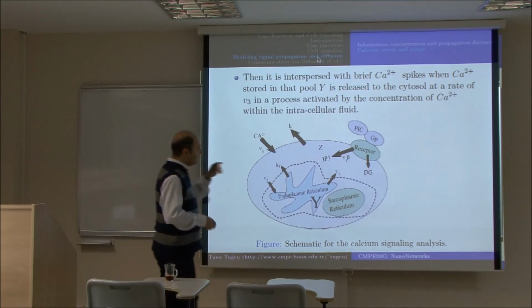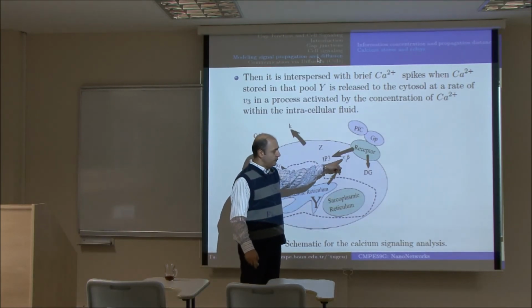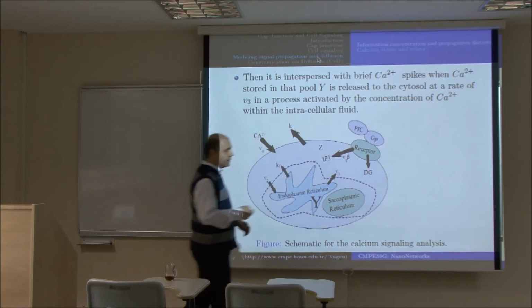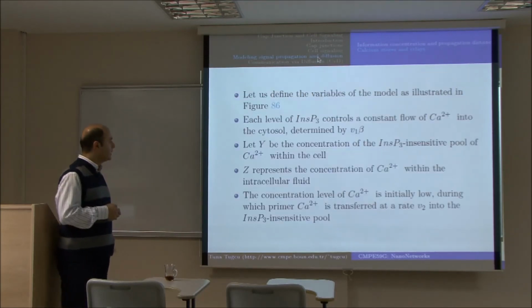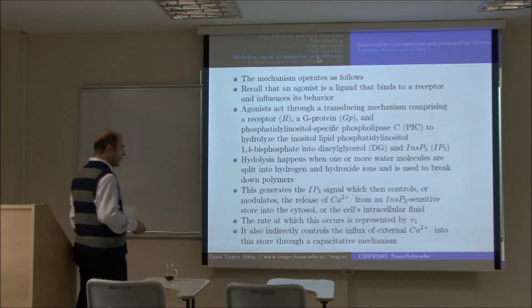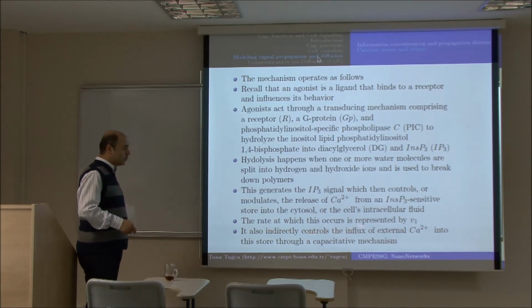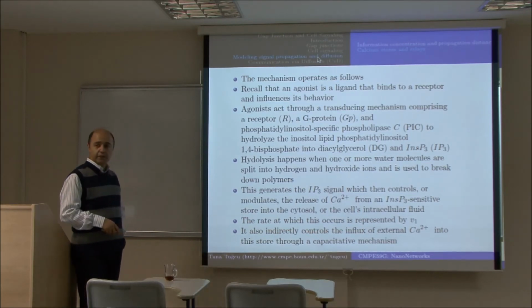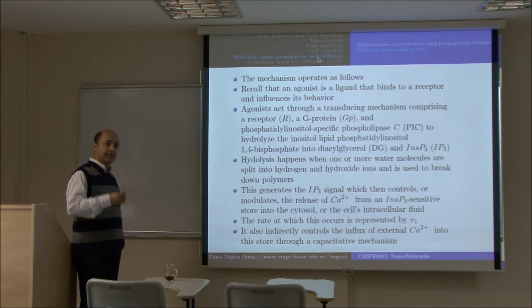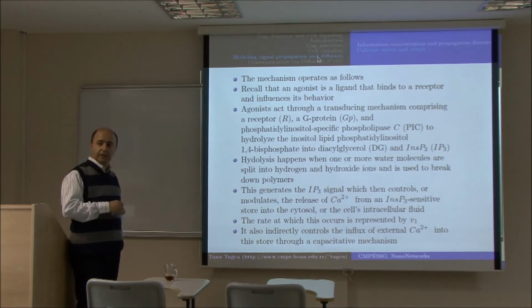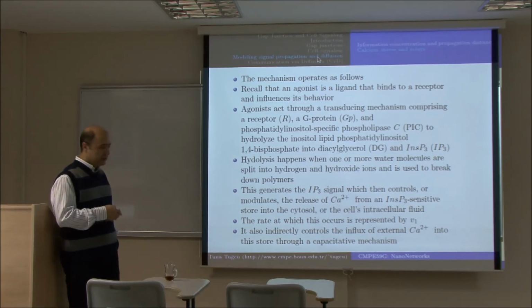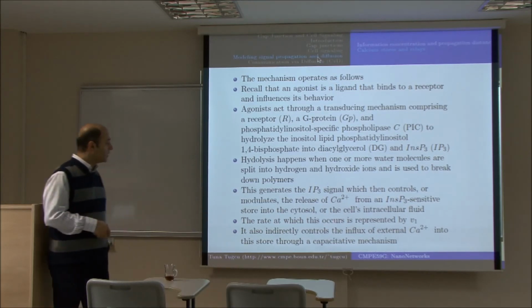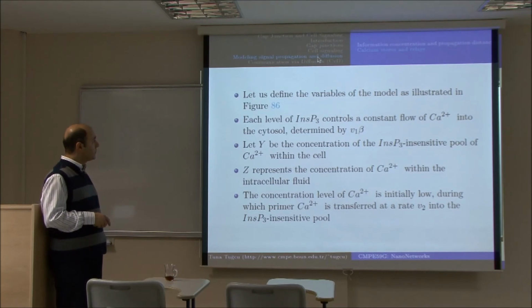So let the rate of this be V1. I'll talk about beta later on. Let this be the rate V1 of the release of IP3 molecules. This also indirectly controls the influx of external calcium ions from the extracellular environment into the cell when necessary, using that capacitive mechanism we just discussed in the previous slide.